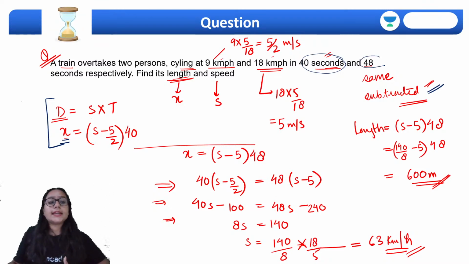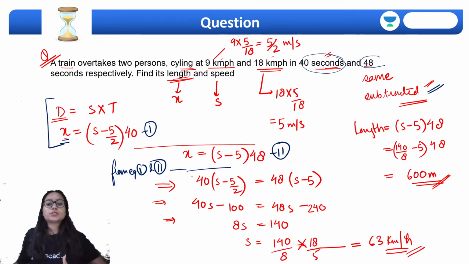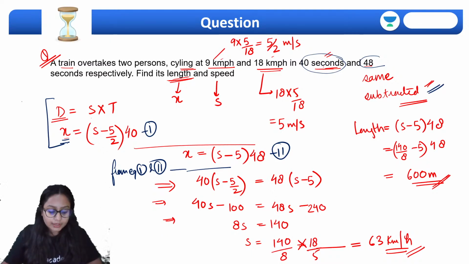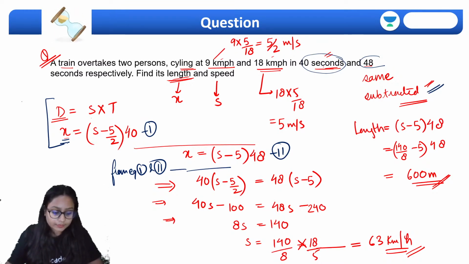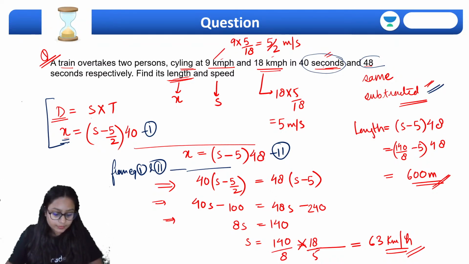When the time of 48 seconds was taken, the distance was s minus 5 into 48. Now I have equated equation 1 and 2. When you solve this, you get the value of s and x. Yes, Bharat, is this question clear now? Alright guys, I hope this question is clear.